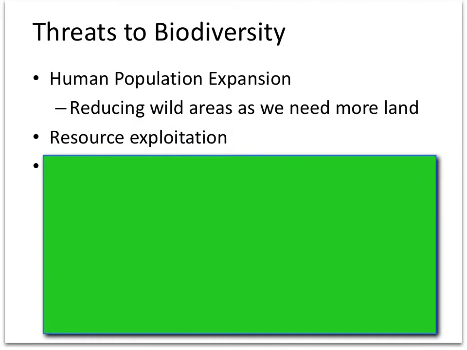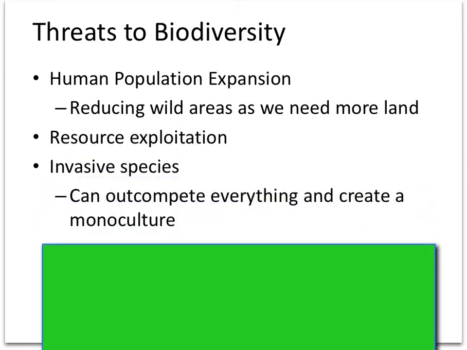Resource exploitation, kind of similar to that first one, but for example, if we decide we're going to mine in an area, looking for gold, let's say, we're going to pretty much destroy the habitat in that area. If we decide that this tree is really good for making furniture out of, and we chop down a lot of them, or exploit that resource, we're taking over those trees. That's going to reduce habitat again and reduce biodiversity.